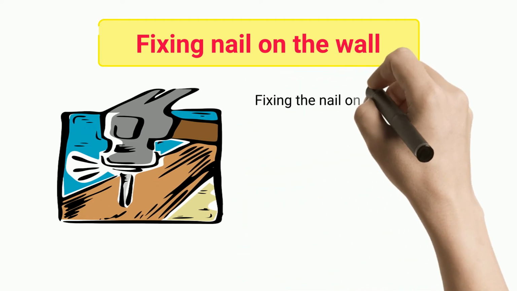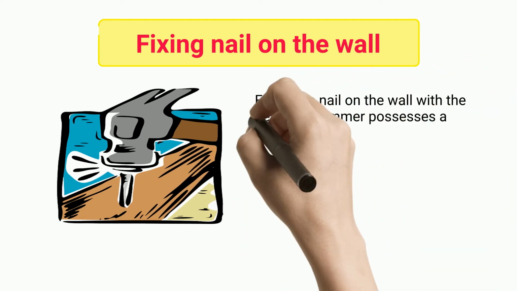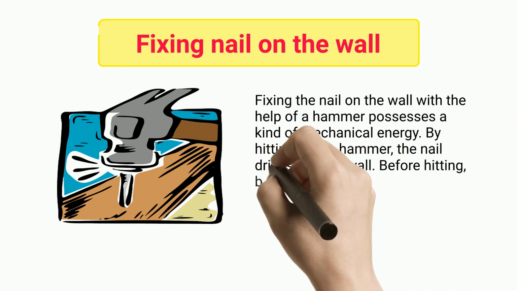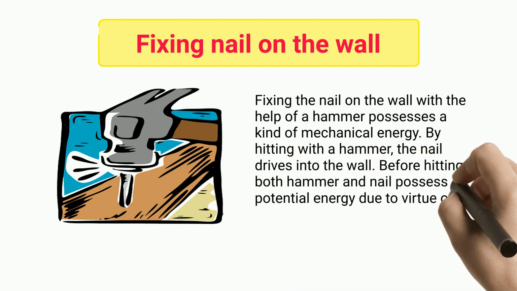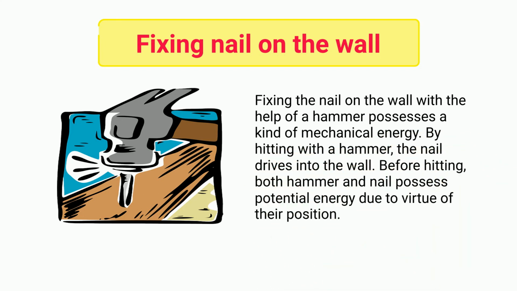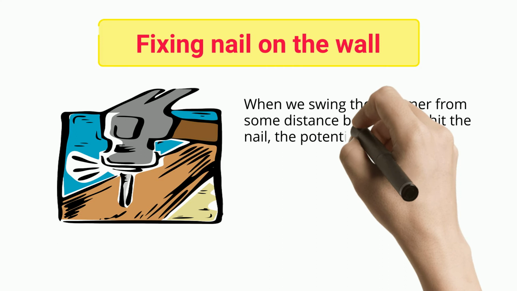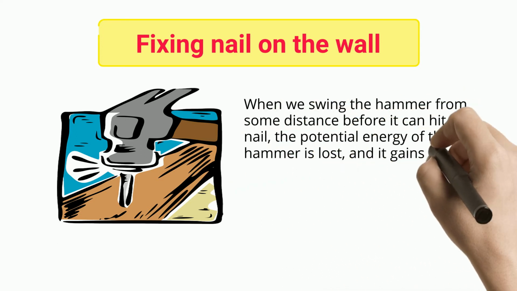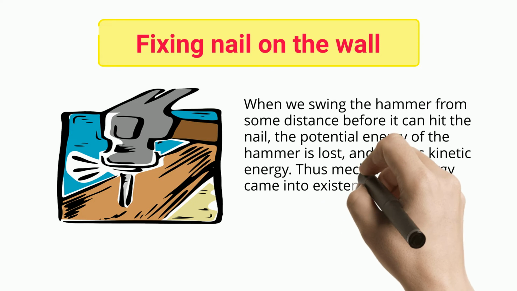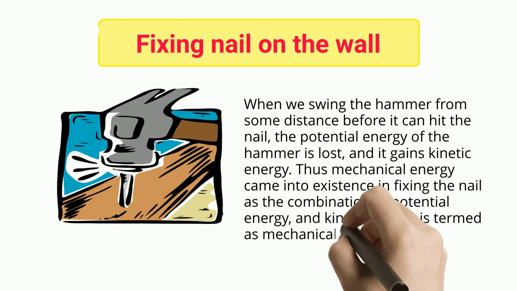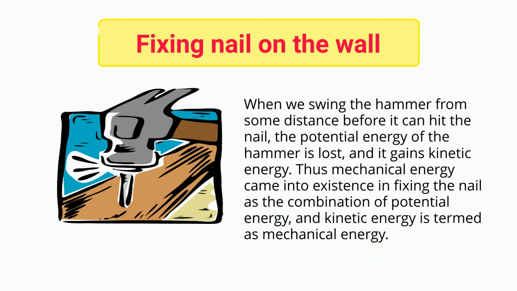Fixing nail on the wall. Fixing the nail on the wall with the help of a hammer possesses a kind of mechanical energy. By hitting with a hammer, the nail drives into the wall. Before hitting, both hammer and nail possess potential energy due to virtue of their position. When we swing the hammer from some distance before it can hit the nail, the potential energy of the hammer is lost, and it gains kinetic energy. Thus, mechanical energy came into existence in fixing the nail, as the combination of potential energy and kinetic energy is termed as mechanical energy.